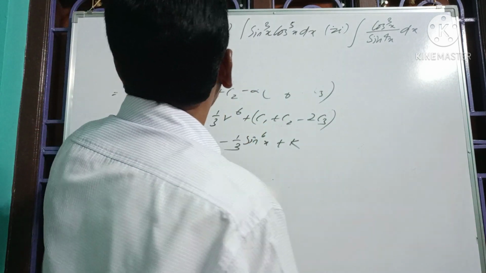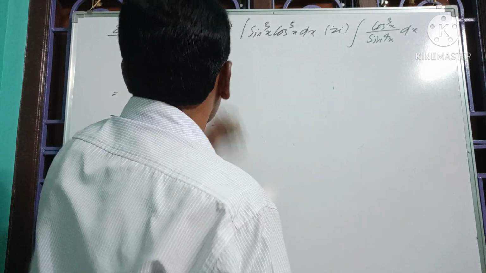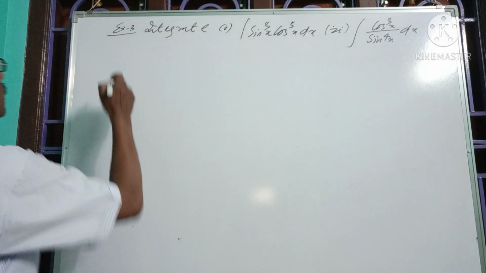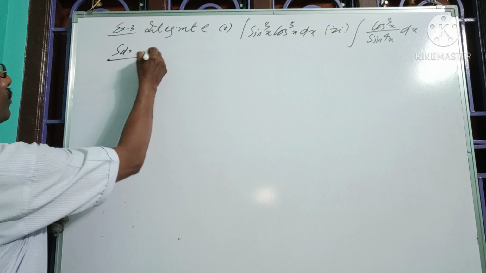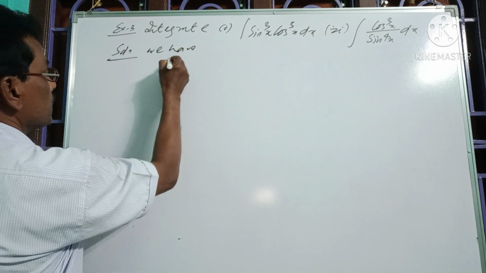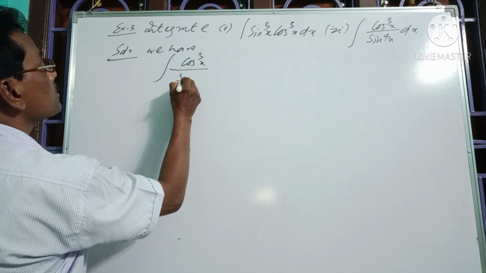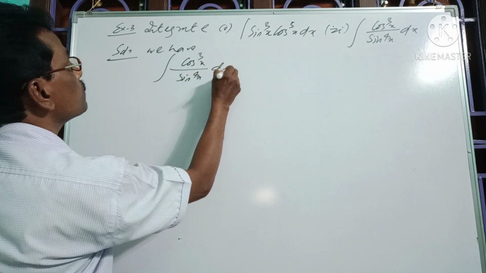Second problem in example 3. So let us consider the second one, that is, we have to integrate the integration of cos cube x by sin to the power 4x with respect to x.